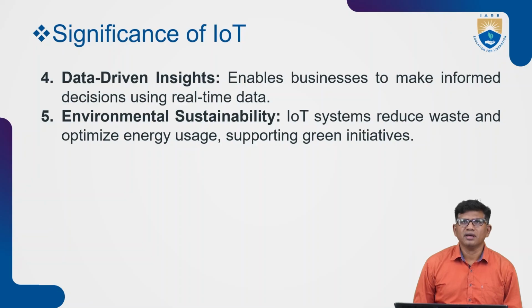Environmental sustainability. The IoT systems reduce waste and optimize energy usage, supporting green initiatives. So by using these IoT devices, we can reduce the waste and optimize energy usage. If we maintain proper data in a particular month or in a week on how much energy usage takes place, then by using proper energy optimizing methods, we can reduce the energy consumption, and so it supports the green initiatives also.